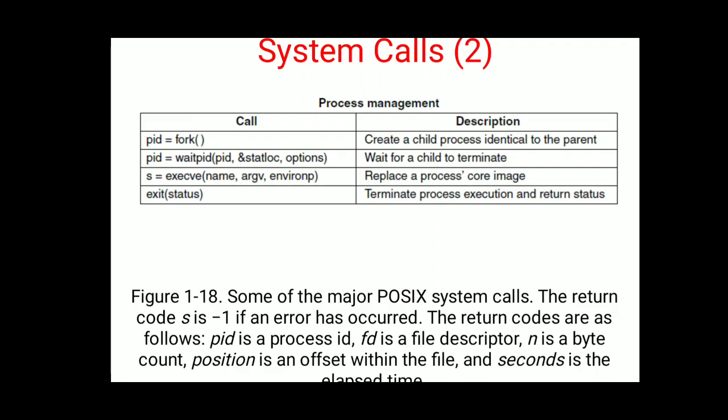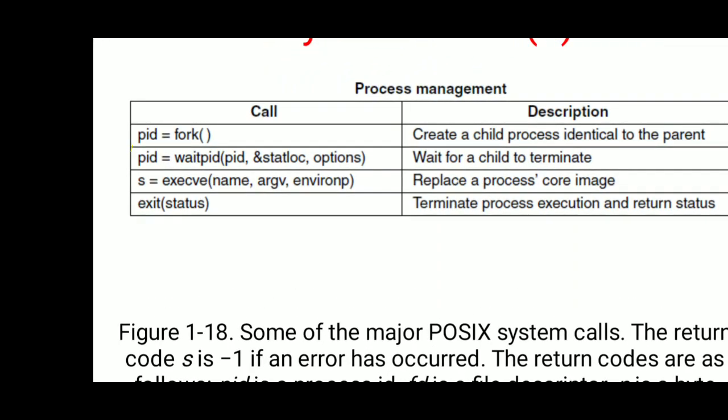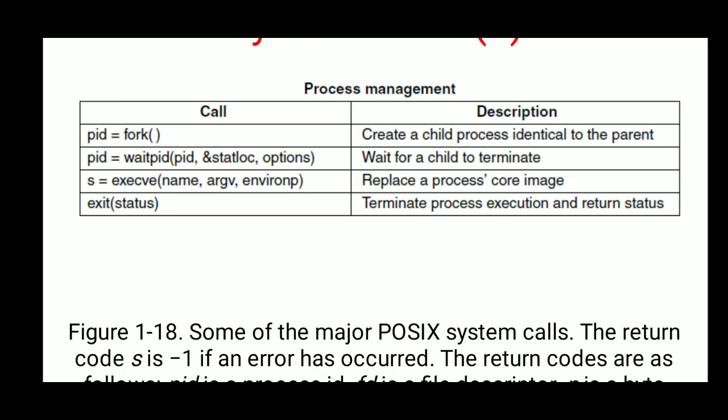Likewise we can create n number of child processes in the parent process with the help of the fork function. PID stands for process ID. Next is waitpid, to wait for a child to terminate. Any child process, a small process going on inside the main process, can be terminated using the waitpid function. What we have to provide is the PID, stack location, and options. Options means what options are being given to that particular child process.